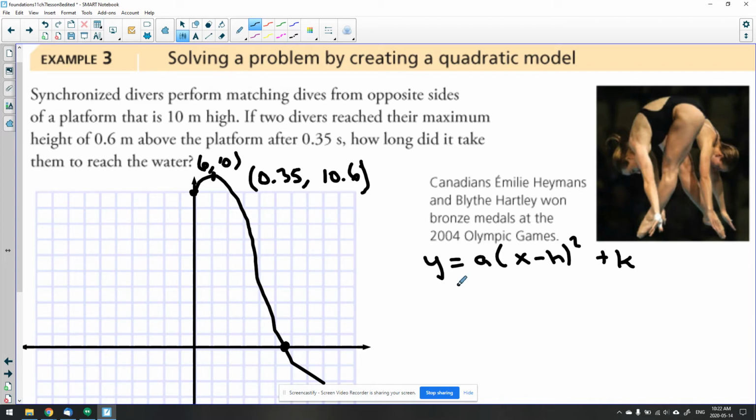So we plug in what we know. We're trying to solve for a, by the way. We plug in what we know. We know our vertex is at 0.35, 10.6. Our x value is 0.35. We know the y value is 10.6. Now to solve for a, we grab one other point on the graph, which we happen to know at (0, 10). So the y value is 10.